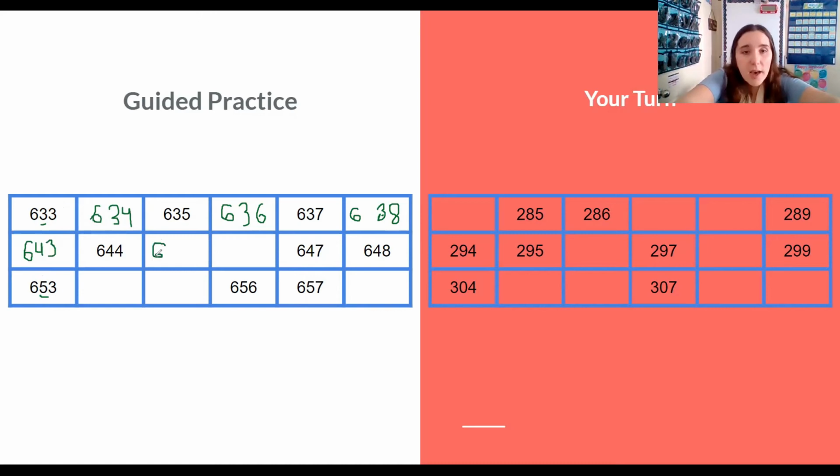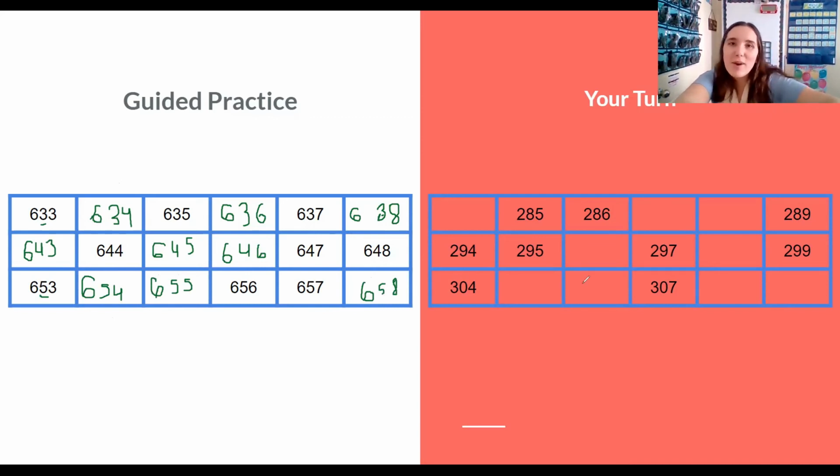644, 645, 646, 647, 648. Last row. We have 653, 654. Notice in this column here, my tens are increasing by 1 ten each time I go down. My ones place is not changing, and my hundreds place hasn't changed yet either. 655, 656, 657, 658. Okay, you are in charge of filling in your chart.